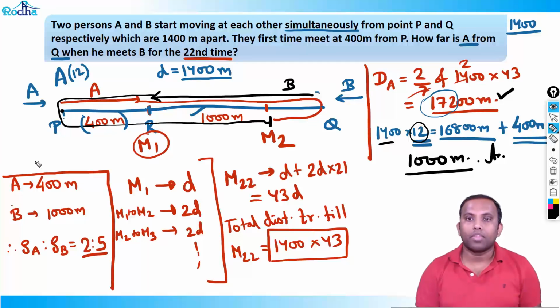After completing 12 rounds, the total distance traveled by A is 1400 into 12, that is 16,800 meters, right? But the total distance is actually 17,200, so he has to travel 400 more. After 12 rounds he's at P and travels 400 more, so he reaches R, which is 400 meters from P. Since the total track length is 1400 meters, he is 1000 meters from Q. The answer is 1000 meters.